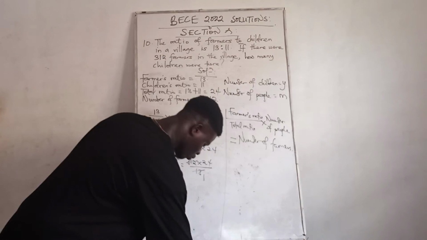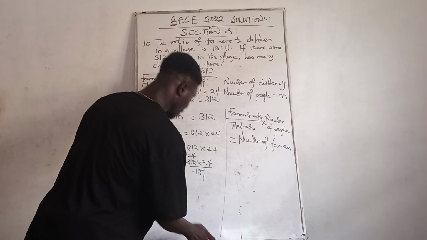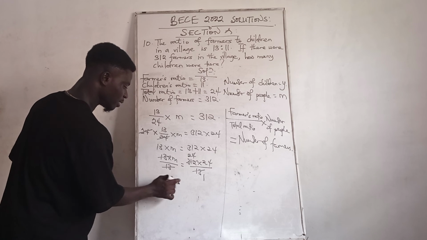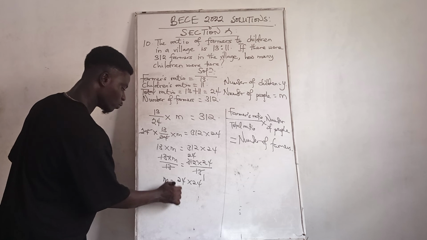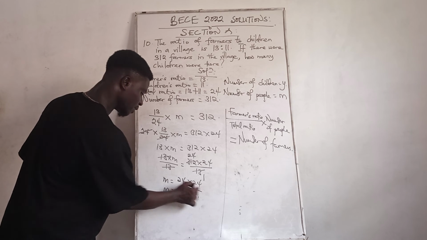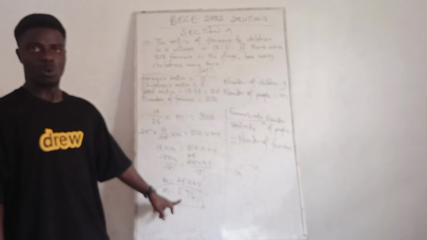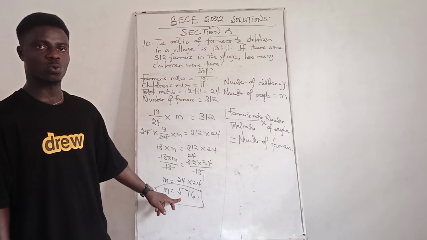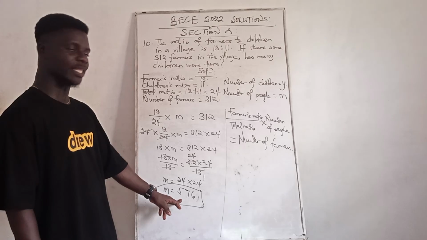Then our 24 times 24. 24 times 24, we obtain 576. So our M is 576. Now this one is not the number of children. No, this one is the total number of people in the village.